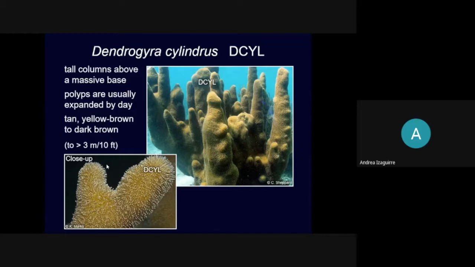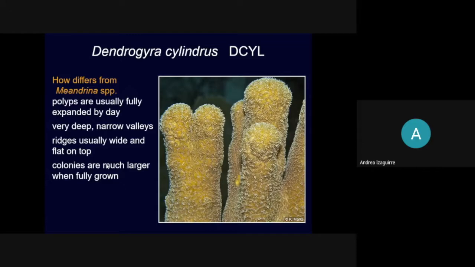So if you remember from the first identification lecture, we said that our past has this fuzzy look to it, but this one looks really, really fuzzy. Because our past has really small tentacles, but our pillar coral, or our DCYL, has really long, flowy tentacles. Again, this one's very distinct. It grows in that pillar shape.